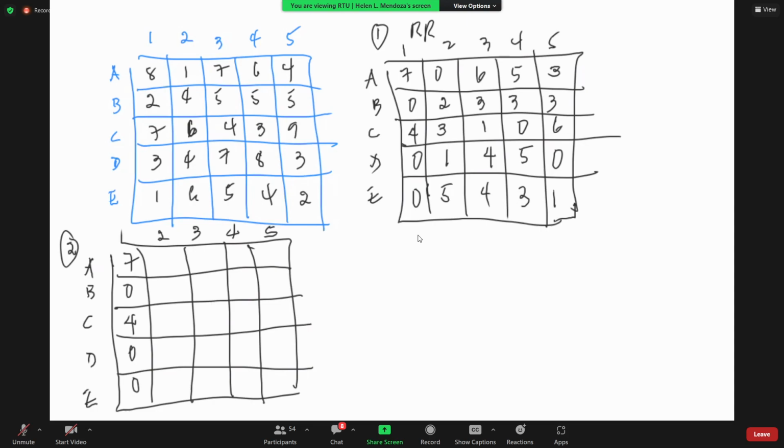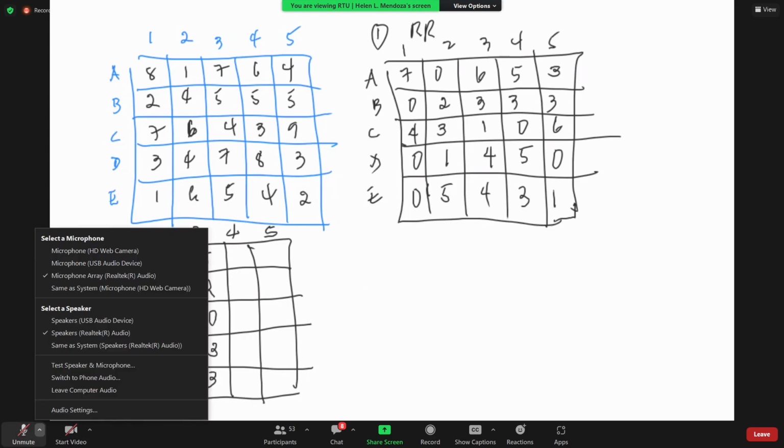Second column. Same po. 0, 2, 3, 1, 5. Okay. Thank you. Next, we have Barnuevo. Column 3. Find the lowest value, then subtract all cells. So, 5, 2, 0, 3, 3. That is correct.